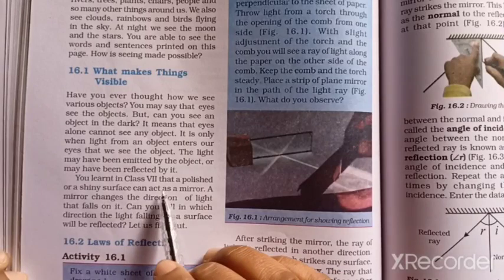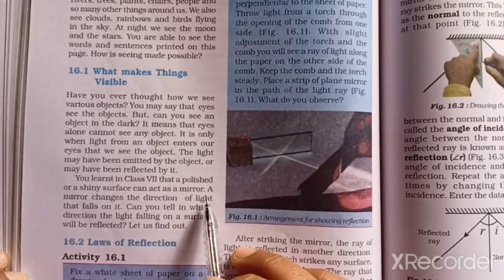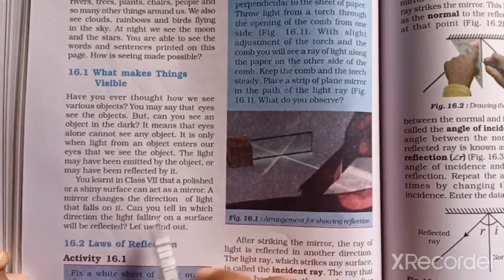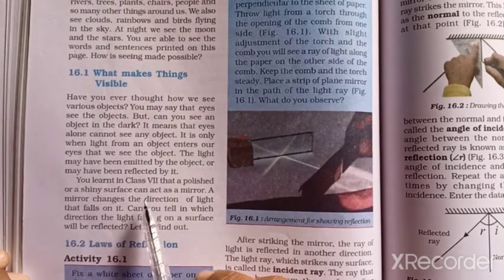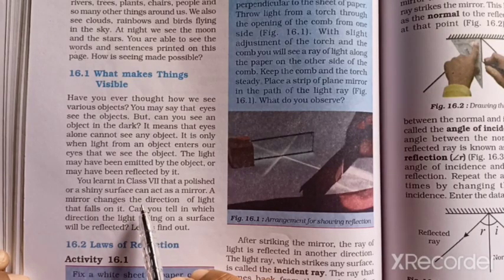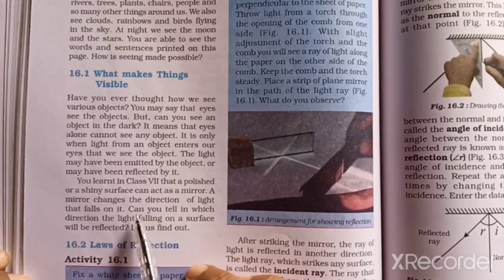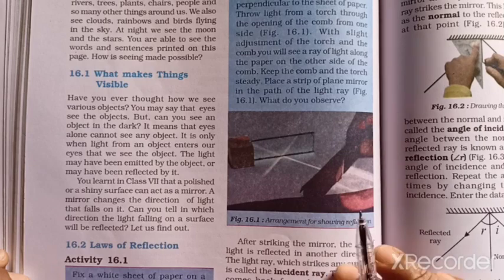You learned in class 7 that a polished or shiny surface can act as a mirror. A mirror changes the direction of light that falls on it. Can you tell in which direction the light falling on a surface will be reflected? So let us find out.